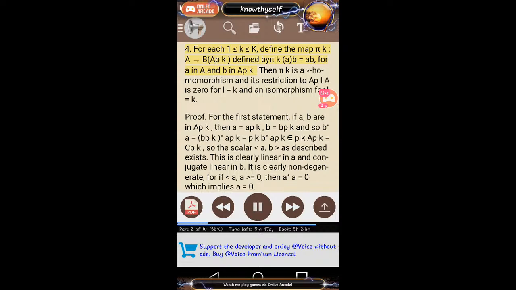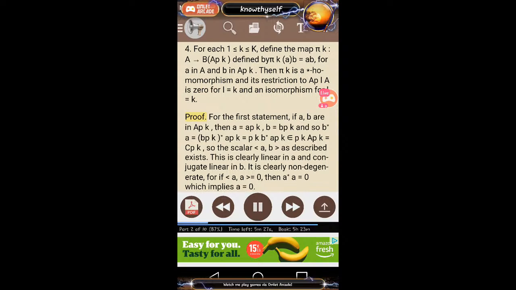4. For each 1 ≤ k ≤ K, define the map π_k from A to B(A P_k), defined by π_k(a)b = ab, for a in A and b in A P_k. Then π_k is a homomorphism and its restriction to A P_l A is 0 for l ≠ k and an isomorphism for l = k.